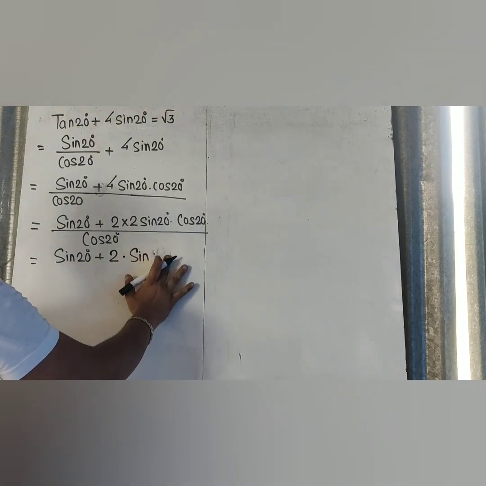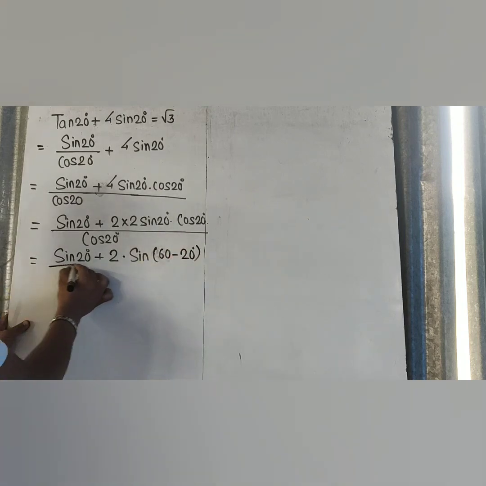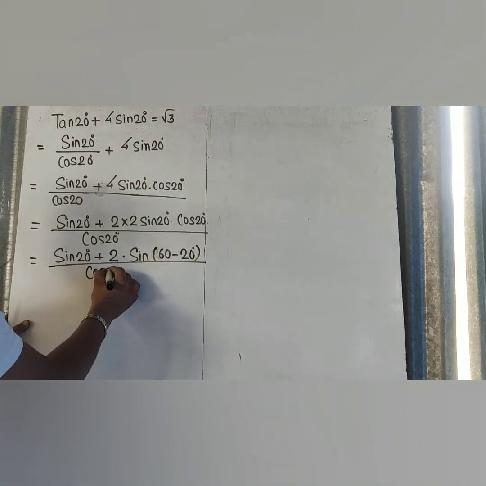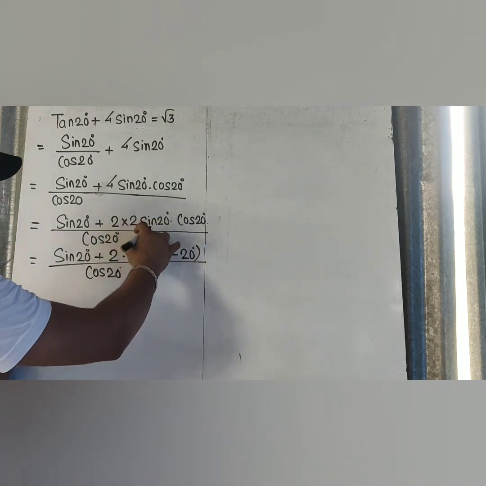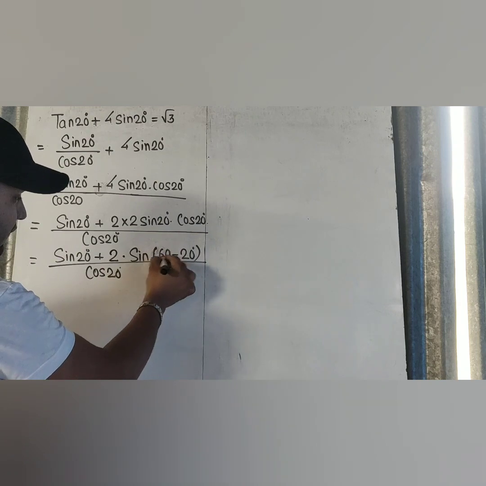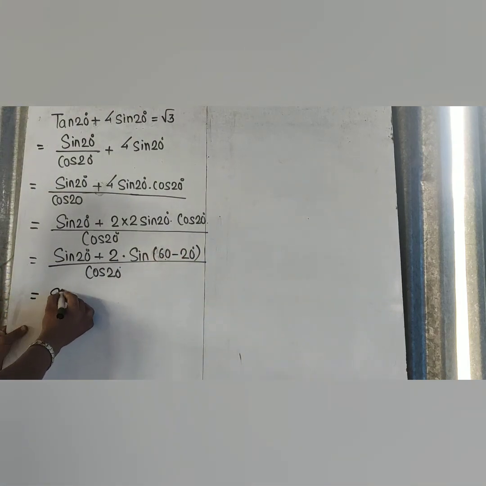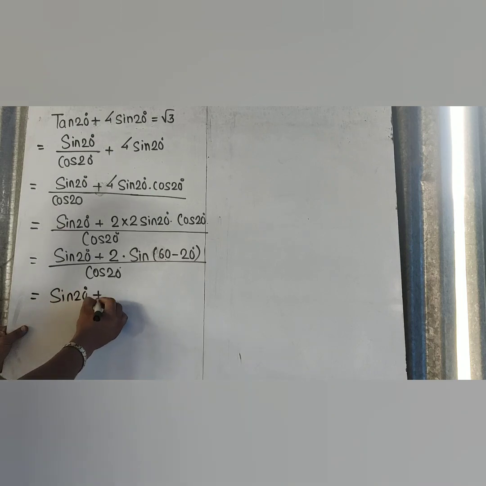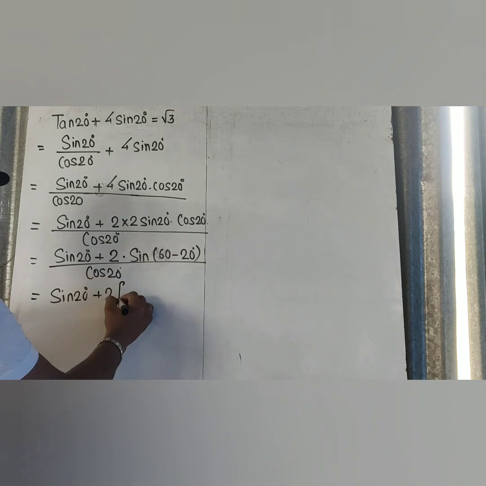So now in place of this 40, we can even write 60 minus 20 by cos 20. 2 sin a cos a is sin 2a. Sin 2a is sin 2 into 20. Sin 2 into 20 is sin 40. And in place of 40, you can write 60 minus 20. Now you can see that this looks like in a form of formula sin a minus b.